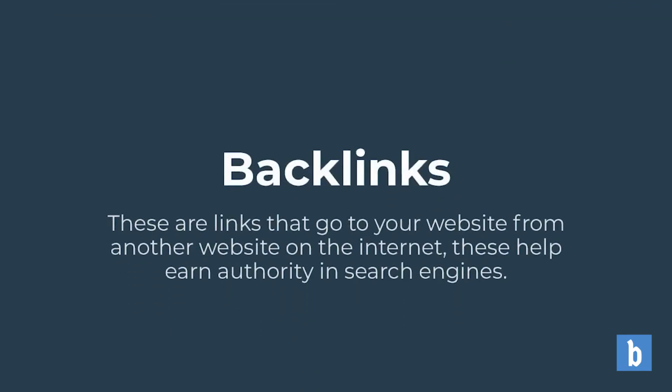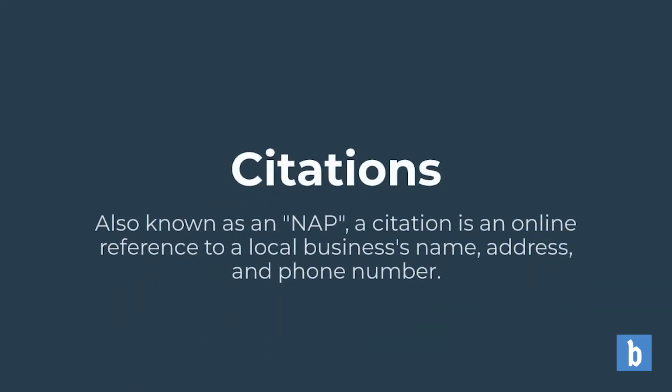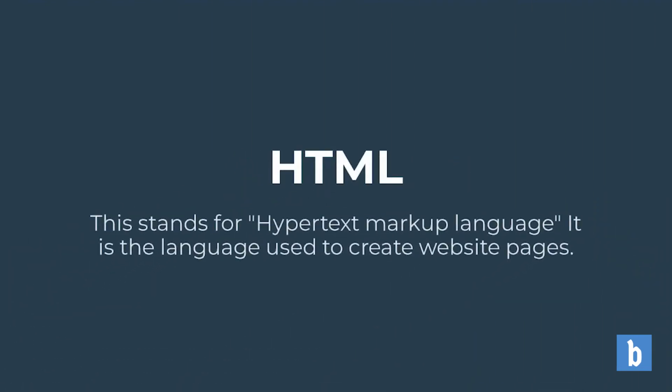Backlinks. These are links that go to your website from another website on the internet. These help earn authority in search engines. Citations. Also known as an NAP, a citation is an online reference to a local business's name, address, and phone number. HTML. This stands for Hypertext Markup Language. It is the language used to create website pages.